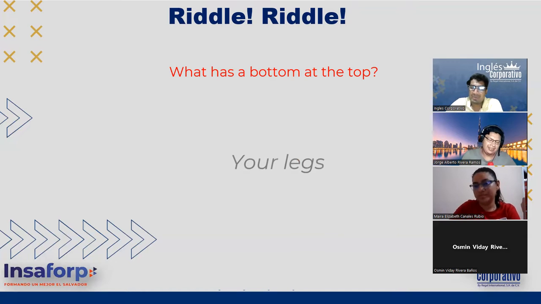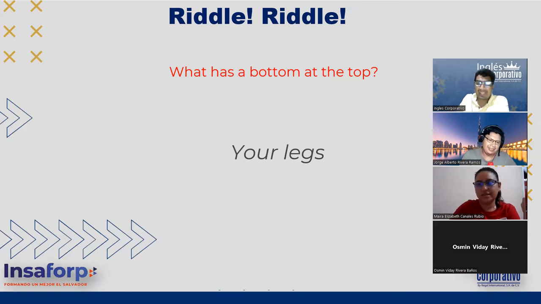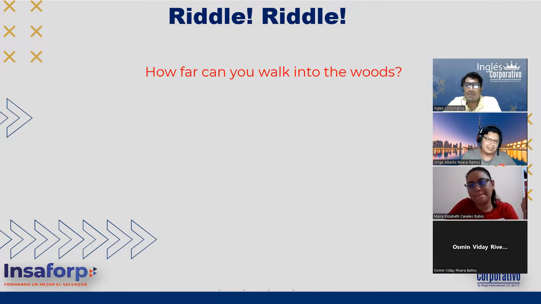Okay, this one is a tricky one. It's your legs. La cosa es que la parte del medio, donde están the hips, your booty, normalmente se le llama el button. O sea, la parte más abajo del cuerpo. Esto se llama button, pues el trasero, para que seamos más claros. Y está justo arriba de nuestras piernas. So that's what has a button at the top. It's your legs. Muy bien.